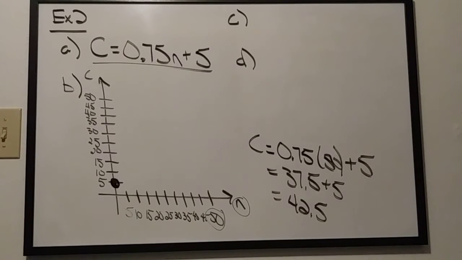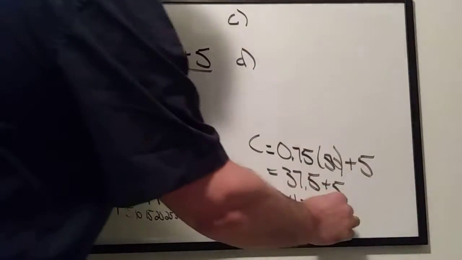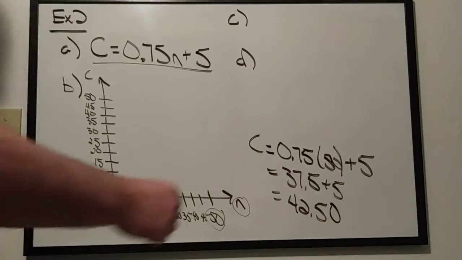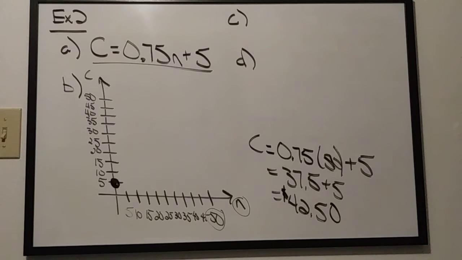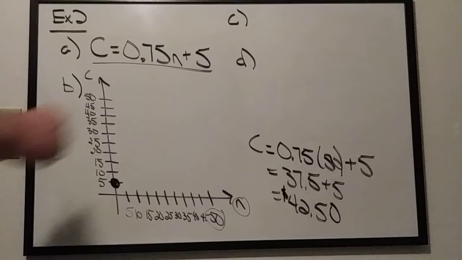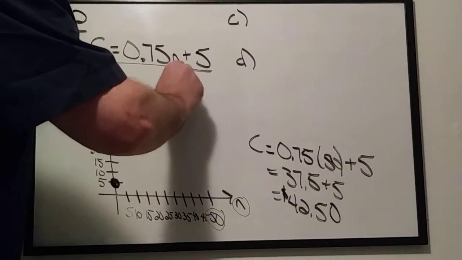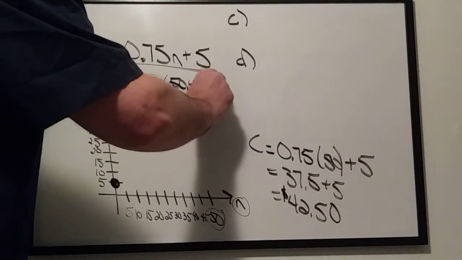But before I go there, I also want to think about the fact that C represents cost. So cost in general is going to be measured in dollars and cents. And because it's dollars and cents, it makes sense to round to 2 decimal places and throw in a dollar symbol. So what this is telling us is that if we drive 50 miles, the cost is going to be $42.50. But that also tells me a point on my graph. It's going to be the point (50, 42.5).